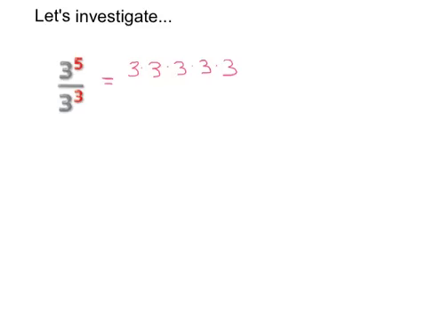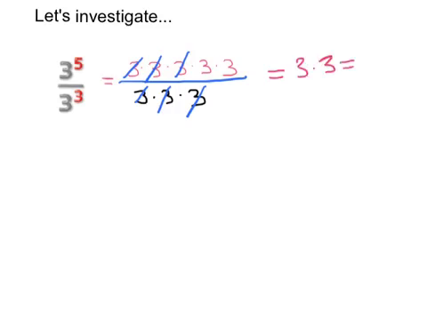Now this time, we look at 3 to the 3rd power, and you will tell me that this is 3 times 3 times 3. Now, we know that we can kind of split up this fraction, and we can say, well, there's a 3 on top, 3 on the bottom, and so we can do some canceling here. And so what we're left with is 3 times 3, which is also 3 to the 2nd power.